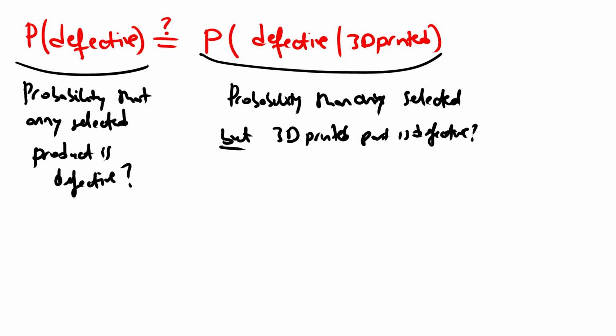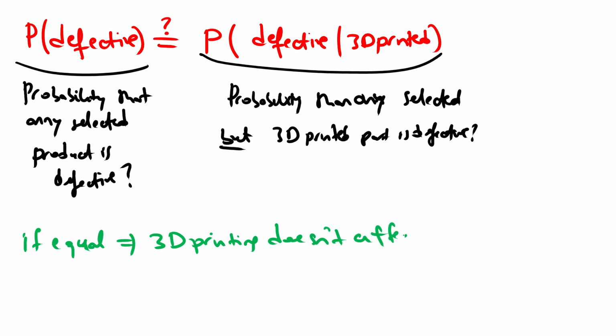Okay, let me add it here as well, so you can understand it better. So if equal, what it means is that 3D printing does not affect the number of defective parts. Okay, this is what it says if it is equal.